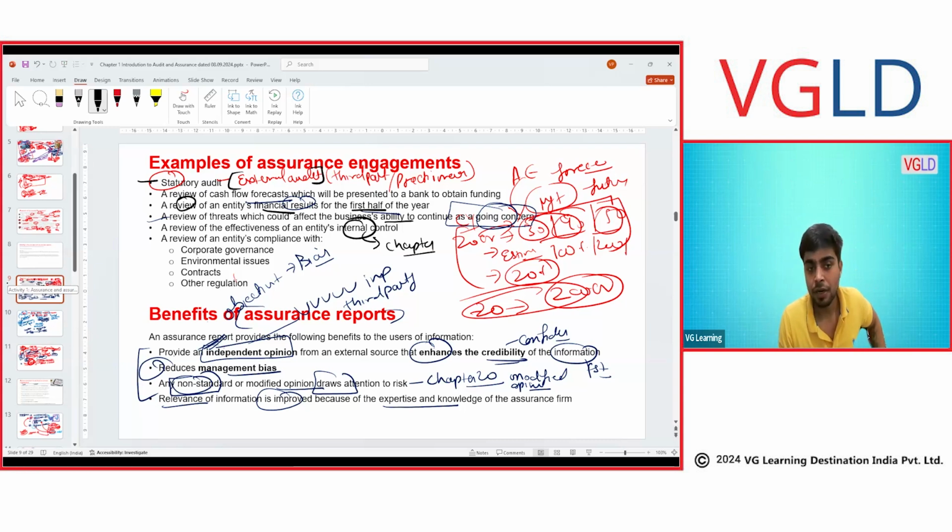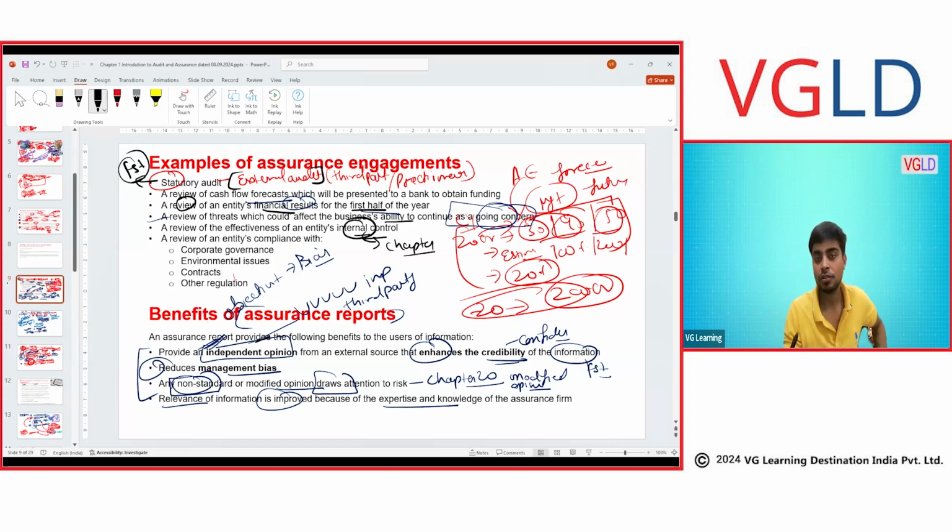In statutory audit, your purpose is to provide an opinion on the financial statements and not on internal control. You just use internal control for the purpose of the financial statements. But if management asks you to check the internal control, that could be a separate assurance engagement. Okay. One benefit of an assurance engagement is that the third party is always independent.